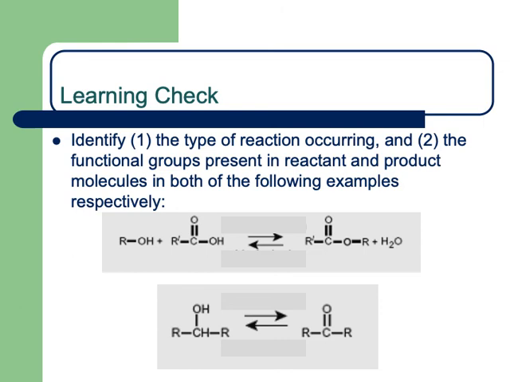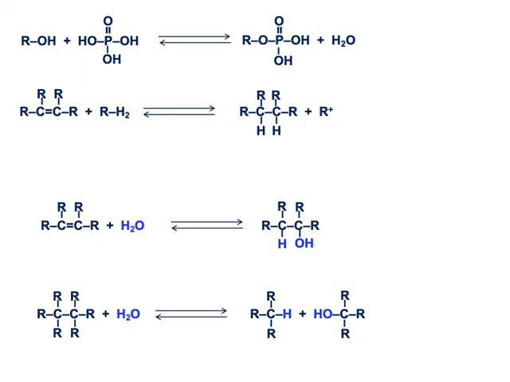Okay. So that would be a great example of something that you would see on a test: identify what reaction is occurring, in which direction, and the functional groups of the reactant and the product. Now what I would like you to do is work through these 4 reactions and determine in each direction what the reaction is and what the reactant and product functional groups are.